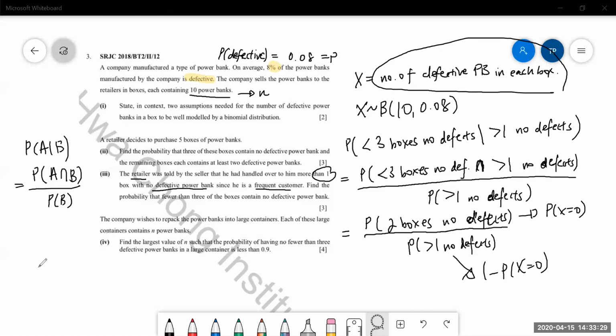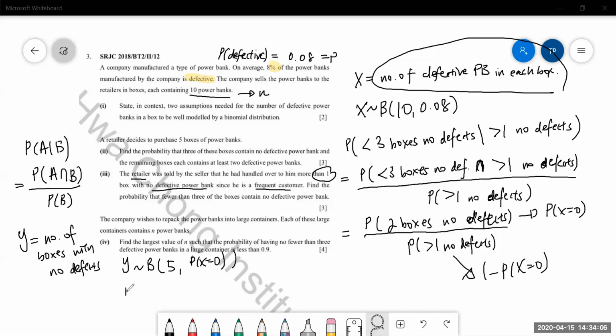Okay, so now we want to define Y. Let Y be the number of boxes with no defects. So we know that Y will follow a binomial distribution. The total number of boxes is 5. So what's the probability of a box having no defects, which is P of X equals 0, which you found just now in part one. I forgot what it is, but never mind.